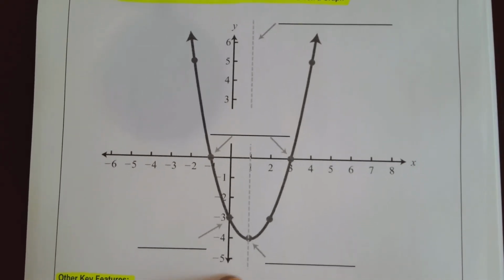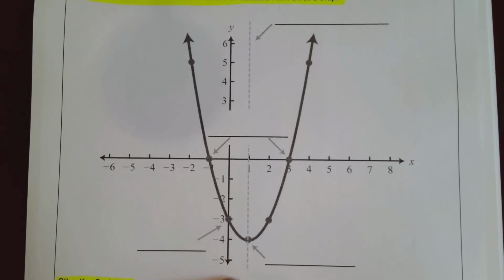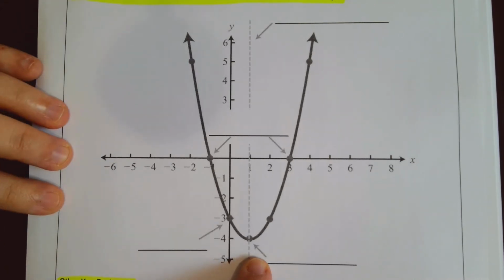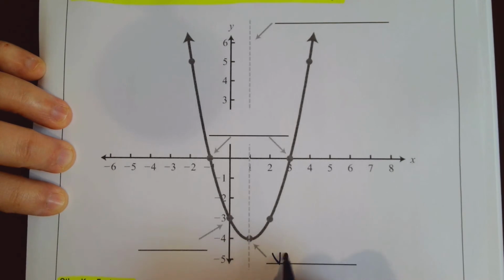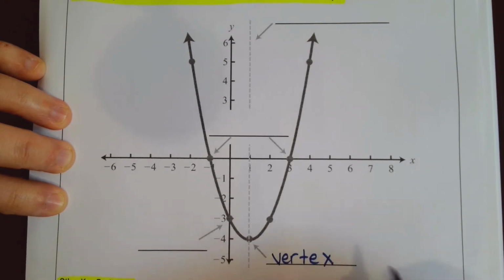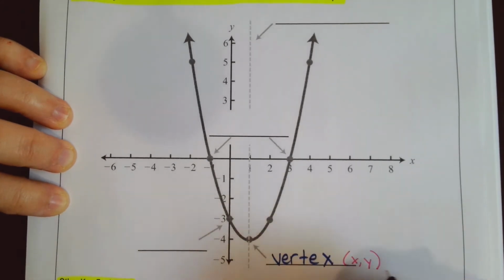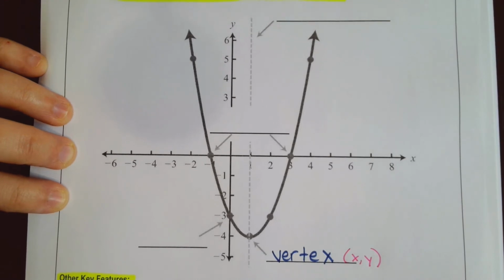So as you can see here, we have a graph, and I have some blanks to fill in about each part of the graph. So let's start down here at the very bottom. Right here, this point that is the very bottom of our parabola, this is our vertex. And we're going to represent the vertex as a point (x, y). So there is our vertex.